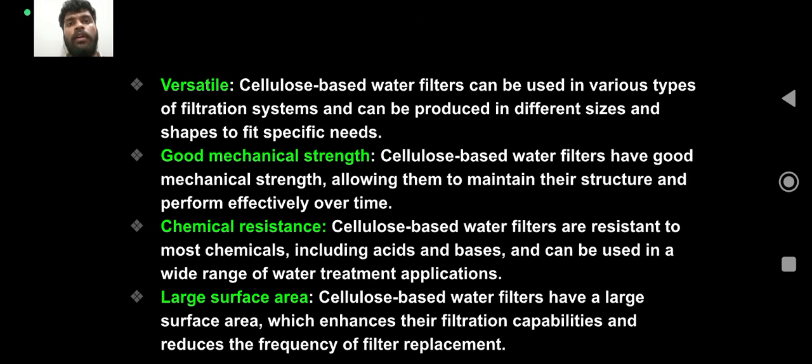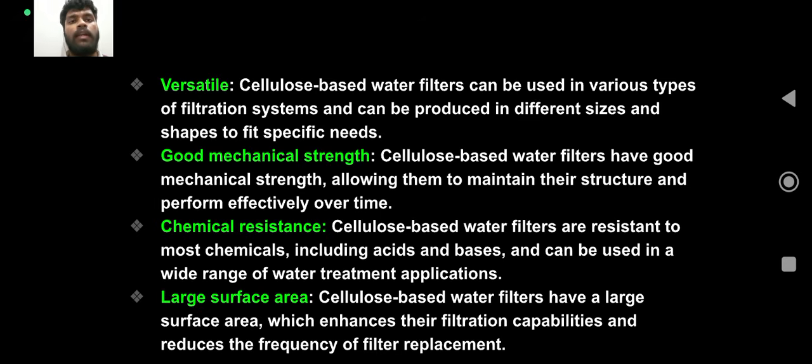I have one question for you guys. See, the good mechanical strength. Here they are given a good mechanical strength. Which step in the cellulose-based water filter preparation provides this good mechanical strength? You can write it in the comment box.